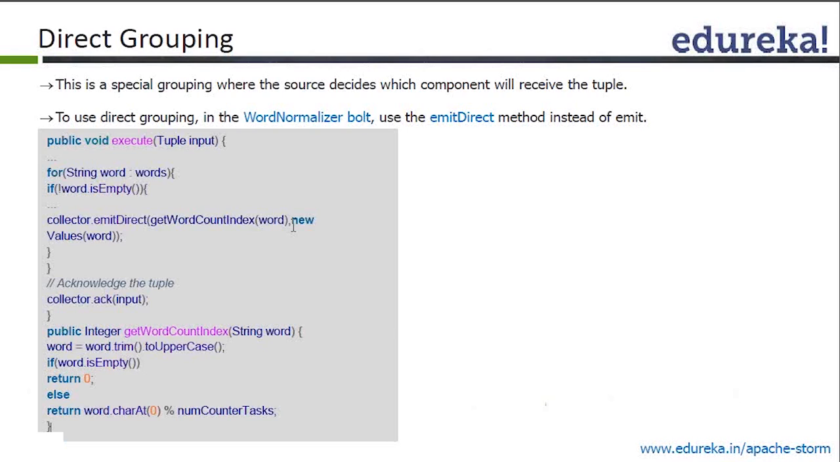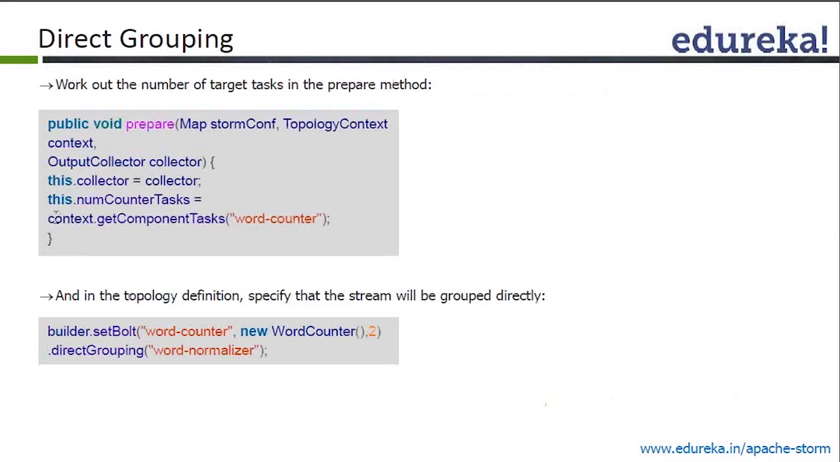So all the names starting with A, H, J or M will be sent to one particular Bolt instance. All the names starting with V, X and B are going to be sent to another specific Bolt instance, and so on and so forth. How did I decide the number of tasks? I found the number of tasks using context.getComponentTask itself.